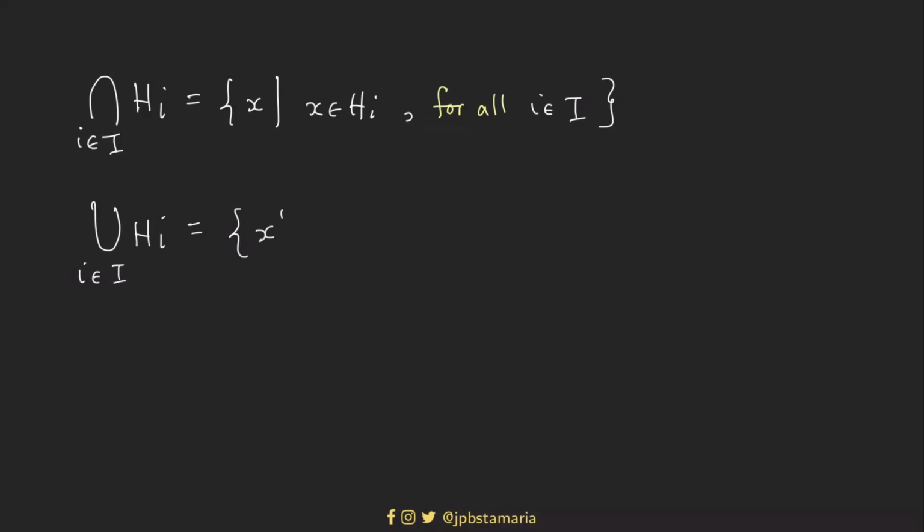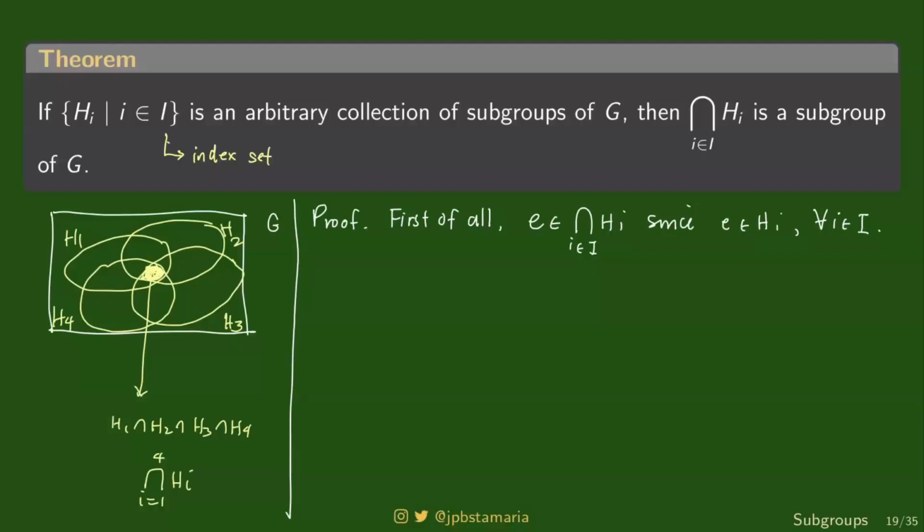anong pinagkaiba ng union sa intersection? X is in HI. Ang pinagkaiba dito, for some. Okay? For some I in I. That's the main difference. Pag intersection for all, sabihin dapat nangyayari yung X present sa lahat. Pag union, if X is present in some HI, need not be in every HI, then X is already in the union. Kumbaga mas maluwag makasama sa union kaysa doon sa intersection. Normally, masikip ang intersection, maluwag ang union. Naintindihan ninyo? Okay.